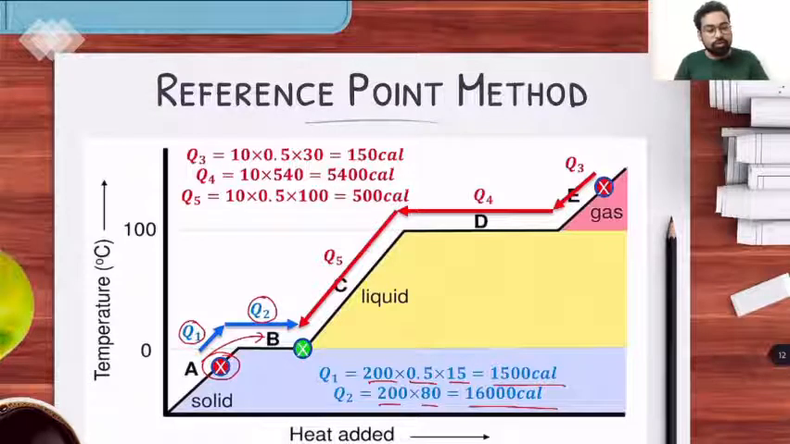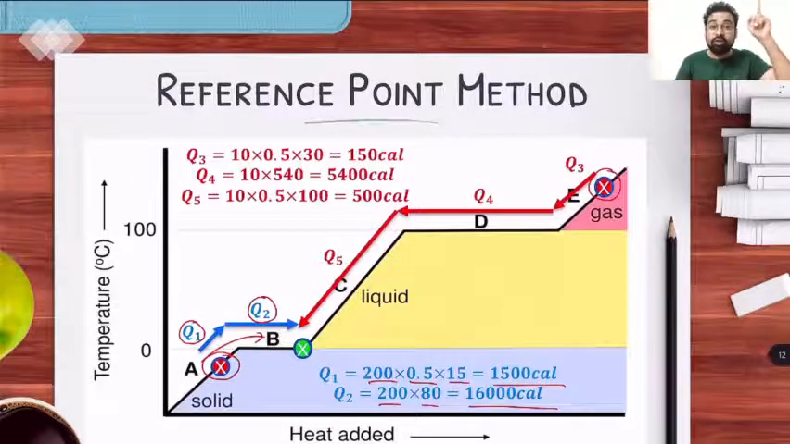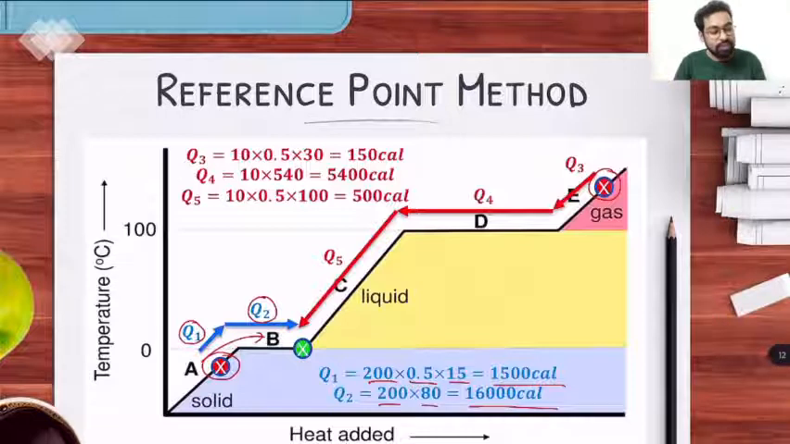Let's talk about the other case, that is steam coming down from 130 degrees Celsius to water at 0 degrees Celsius. What will you say? You will say that first of all we need this heat, that is m s delta theta. As far as steam from 130 degrees Celsius to 100 degrees Celsius is considered, the delta theta is 30. Mass was given to us, 10. The specific heat is 0.5. It comes out to be 150 calories.